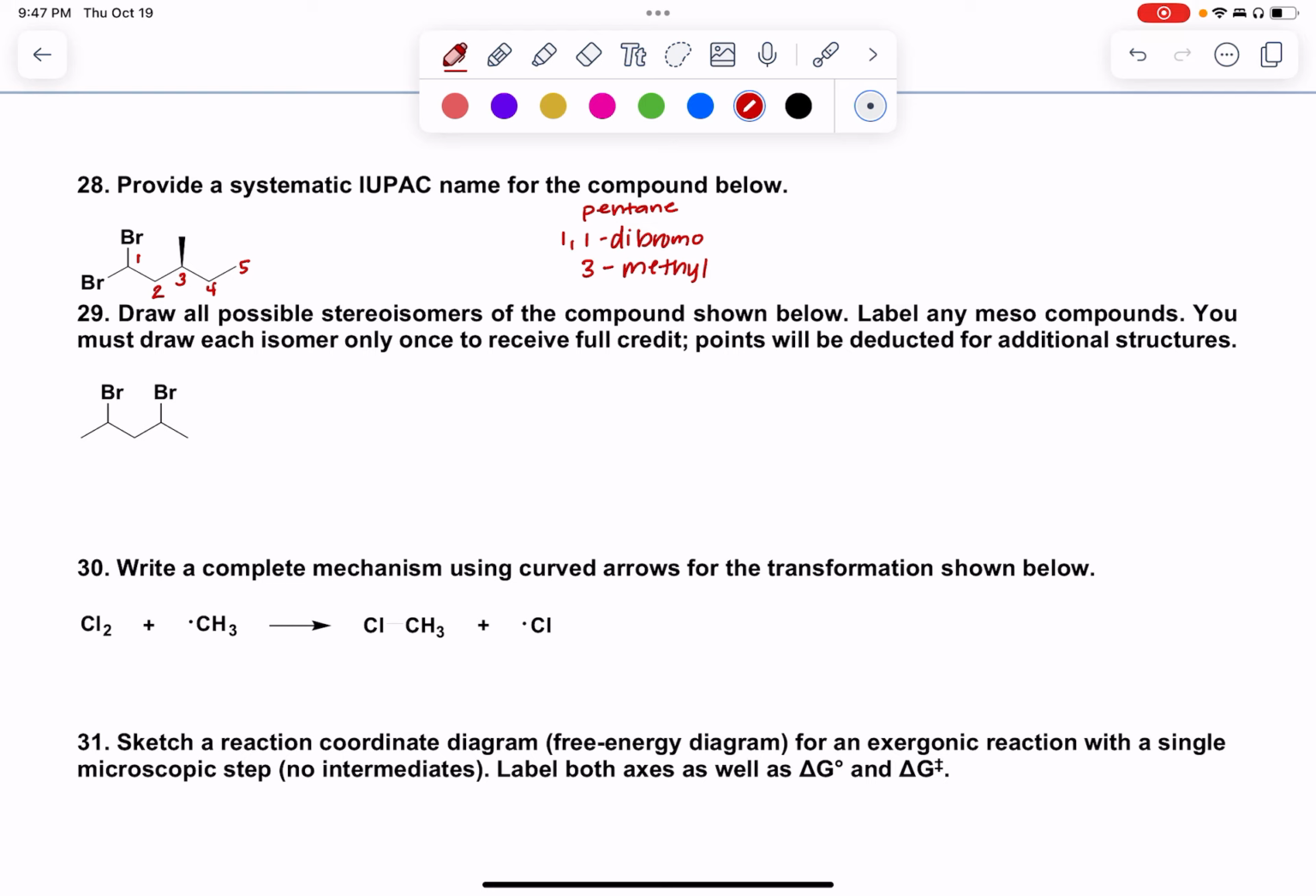So dibromo is going to be our first one because of the B. Bromo comes before methyl in the alphabet. So we've got 1,1-dibromo-3-methylpentane. And now we need to figure out which way the chiral center turns.